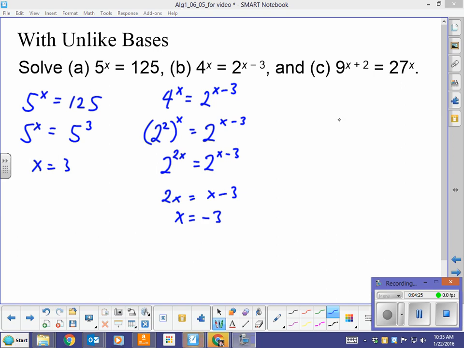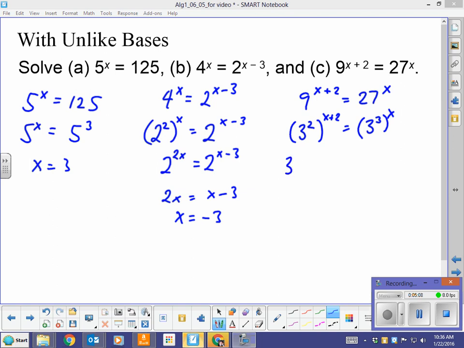Okay. Then the last one, 9 to the power of x plus 2 equals 27 to the power of x. Let's look at it this way. I know 9 is 3 squared and 27 is 3 cubed. So I'm going to think of this as 3 squared to the power of x plus 2. I'm going to think of this as 3 cubed to the power of x. Now I can raise a power to another exponent.